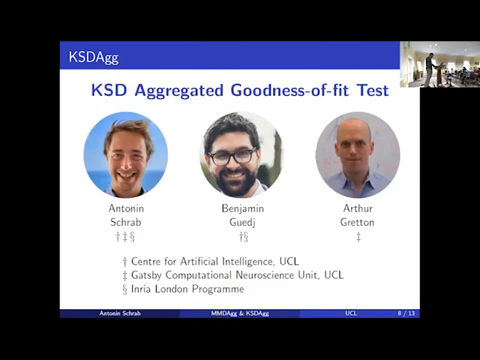And I think that concludes my talk. If you're interested in the work, you can come to the poster session and I can talk about the goodness of fit test as well.